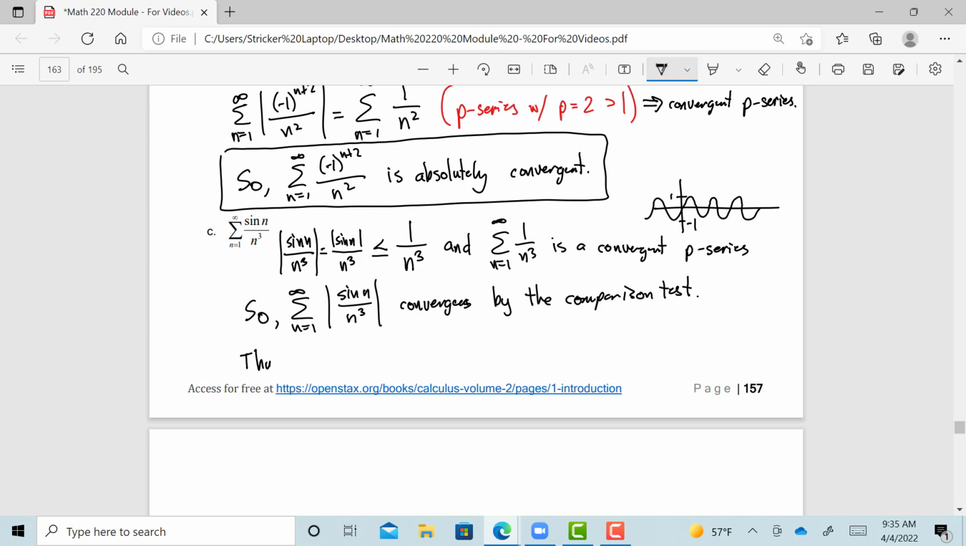Thus, the actual series, n equals 1 to infinity, sine of n over n cubed. So we now have the absolute value gone. If its absolute value converges, then the series itself is absolutely convergent. And we are done.